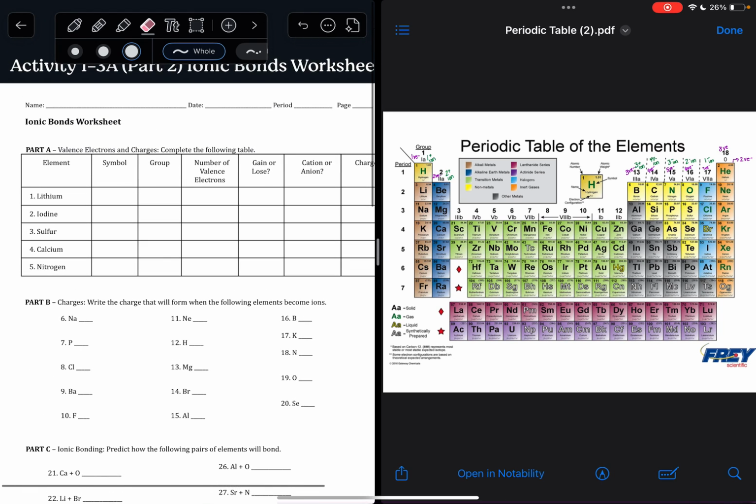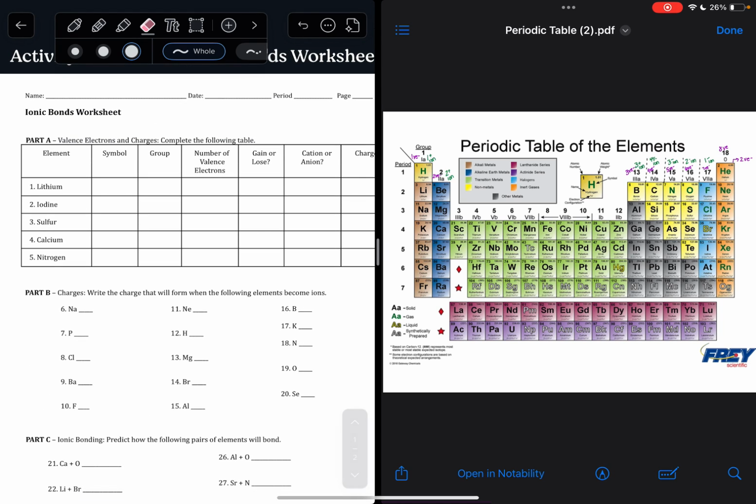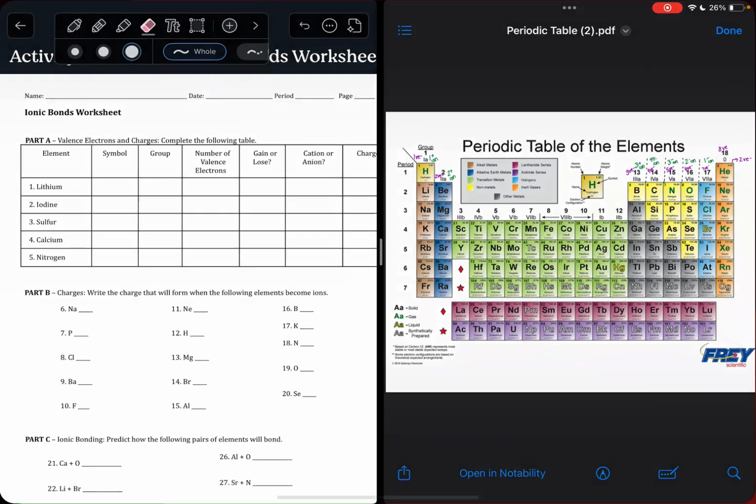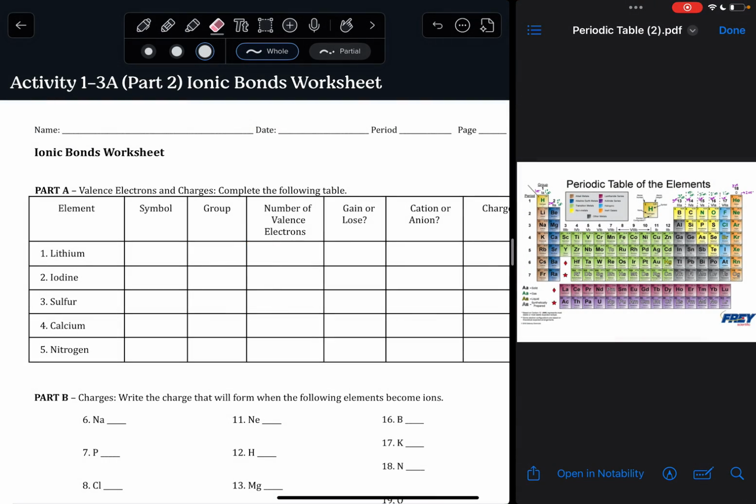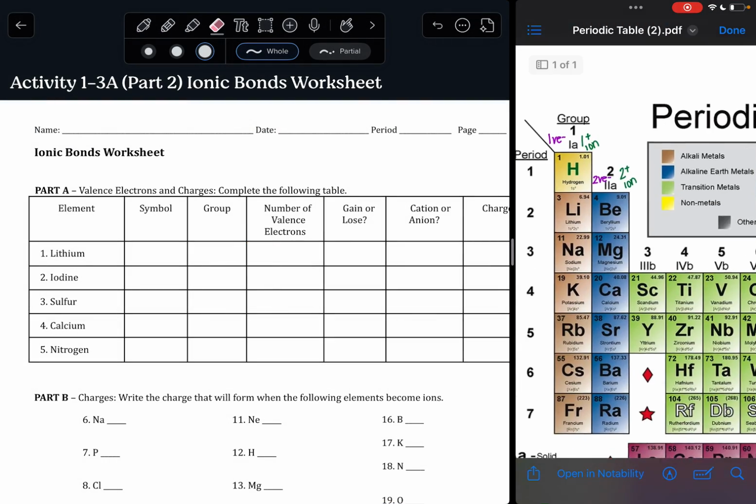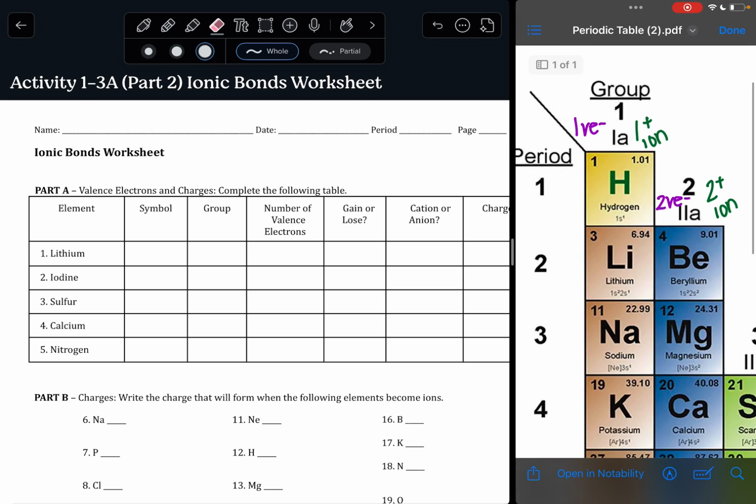So the top part of the worksheet here, it's giving us an element and then asking us to fill out all this information about it. The first element that it wants us to look at is lithium. Lithium is right here, it's atomic number 3. First thing it's asking us for is the symbol for lithium. The symbol for lithium is Li, and we're going to make sure that we are putting a capital letter at the start of all of our symbols and then a lowercase letter.